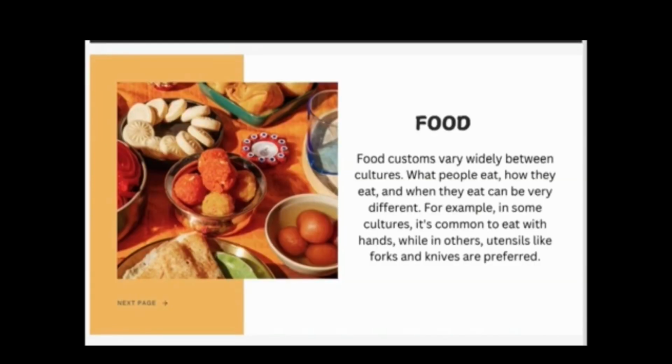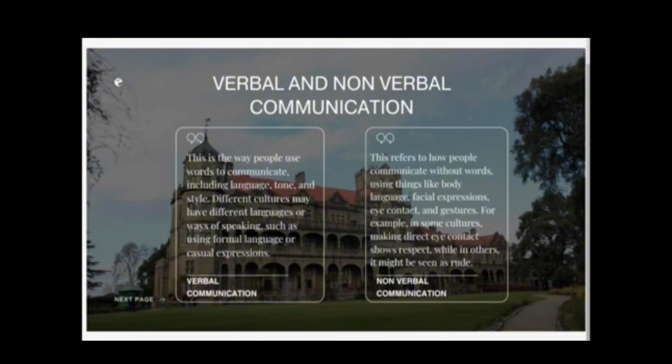Next one is food. Food customs vary widely between cultures. What people eat, how they eat, and when they eat can be very different. For example, in some cultures it's common to eat with hands, while in others utensils like forks or knives are preferred.